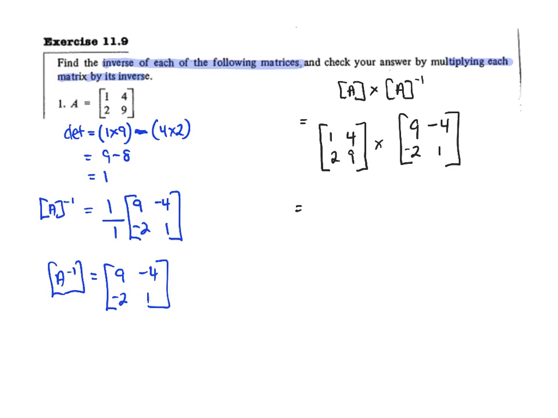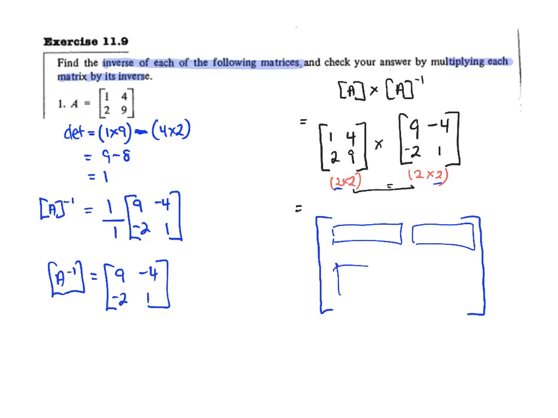Okay, this is a 2 by 2. This is a 2 by 2. Can I multiply them together? Yep, this is equal, isn't it? And what will my answer be? It'll be a 2 by 2, won't it? So I'm going to just put it out like this. So I'll have 2 rows and 2 columns.